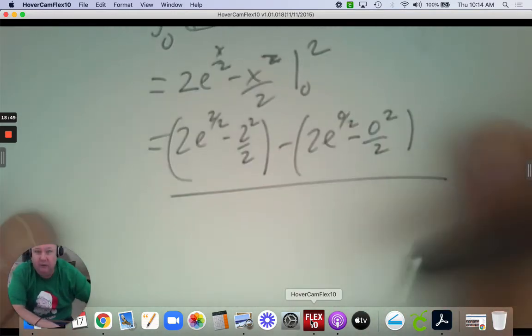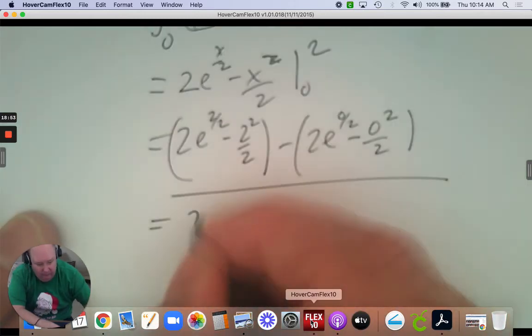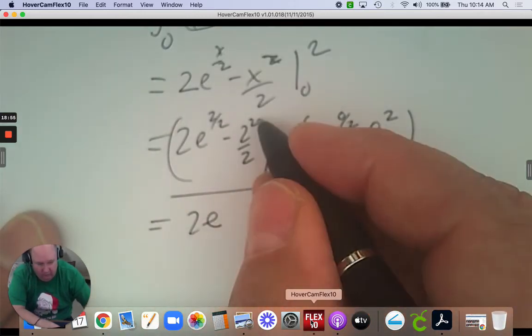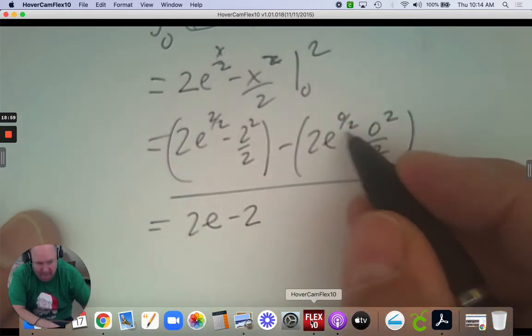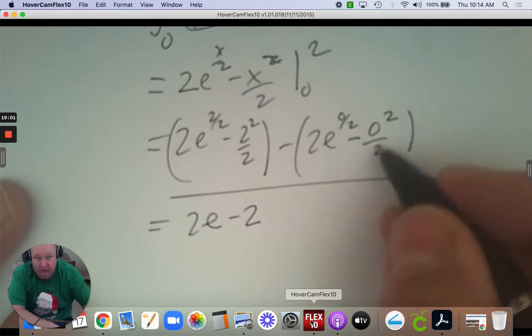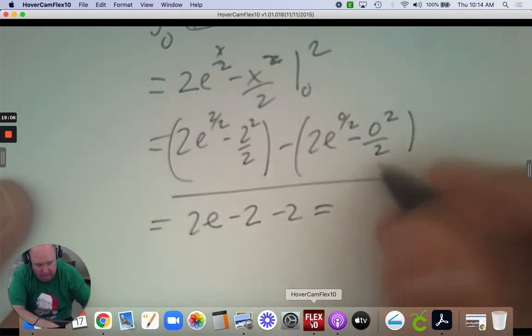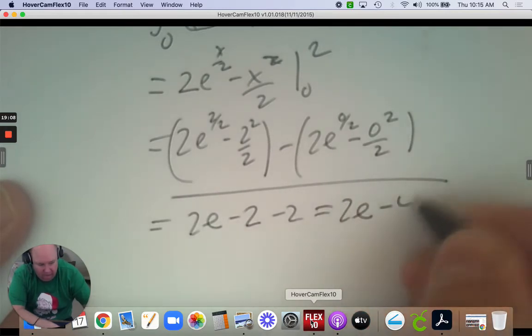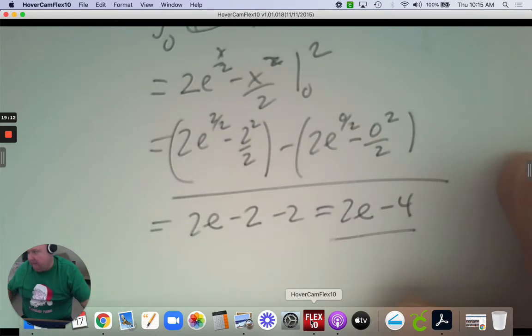By the way, if you did want to simplify this, it's not that big of a deal. E to the 1, so this would be 2e. 2 squared divided by 2 is 4 divided by 2, which is minus 2. This part is 0, but this is not. E to the 0 is 1, so you subtract 2. So altogether, that's 2e subtract 4. So that isn't a big deal on multiple choice to get there without a calculator, if you had to. Number 18.